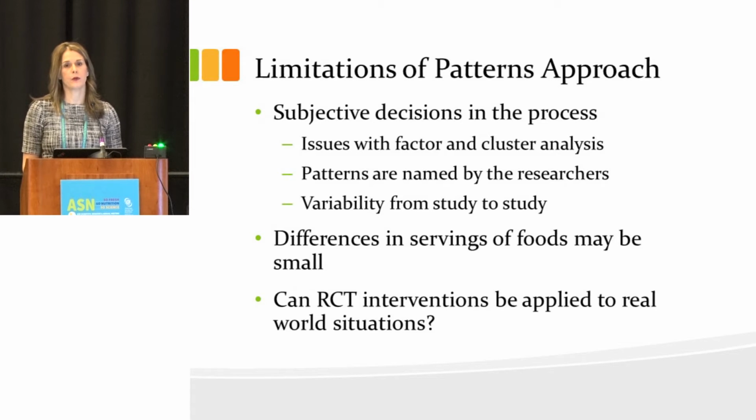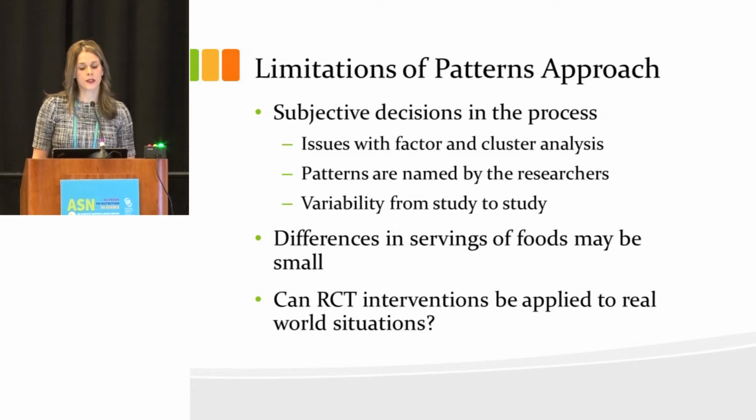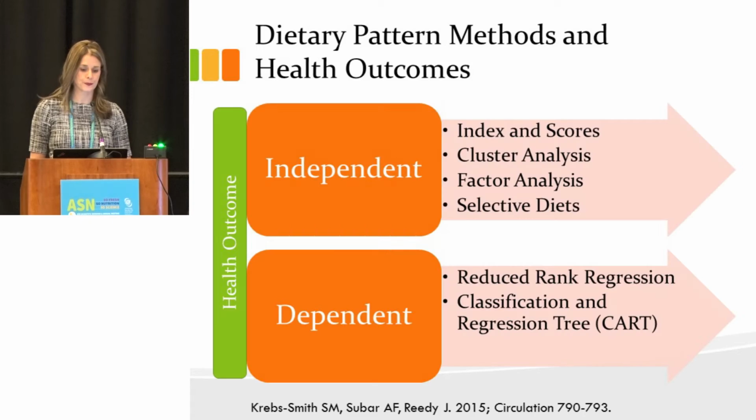Patterns are named by researchers. So what is a Western pattern in one cohort isn't necessarily comprised of the same foods that would be a Western pattern in a separate cohort. So there is tremendous variability from study to study. The patterns may represent only small differences in servings from foods. And finally, I think it's important to understand and explore how we can leverage the successes that we've seen from randomized clinical trials and apply them in real-world settings, because at this time it's really hard to get people to eat 8 to 10 servings of fruits and vegetables.